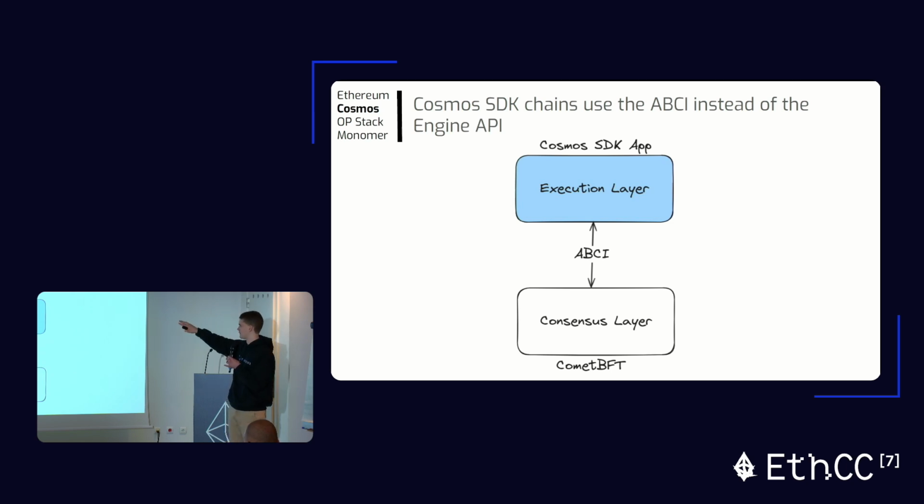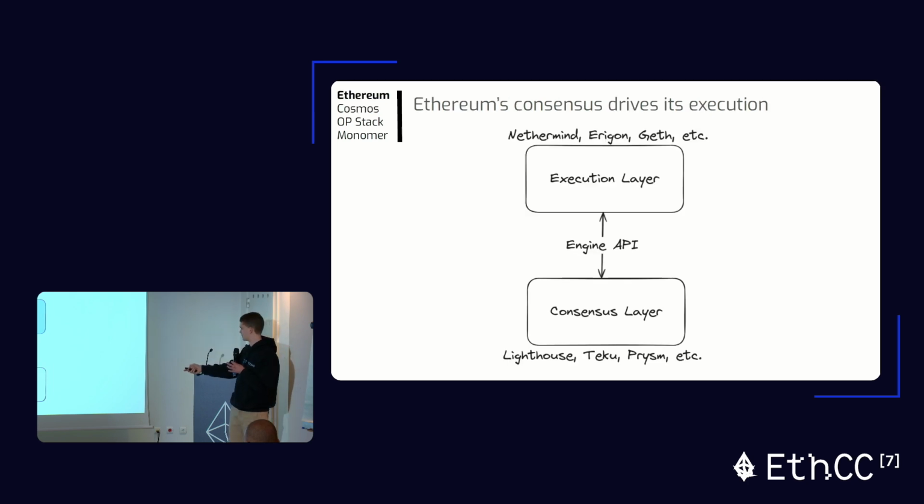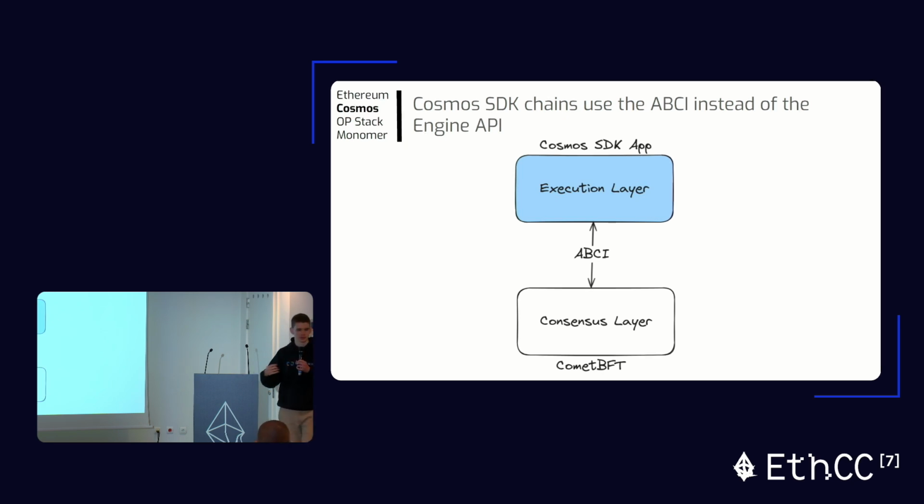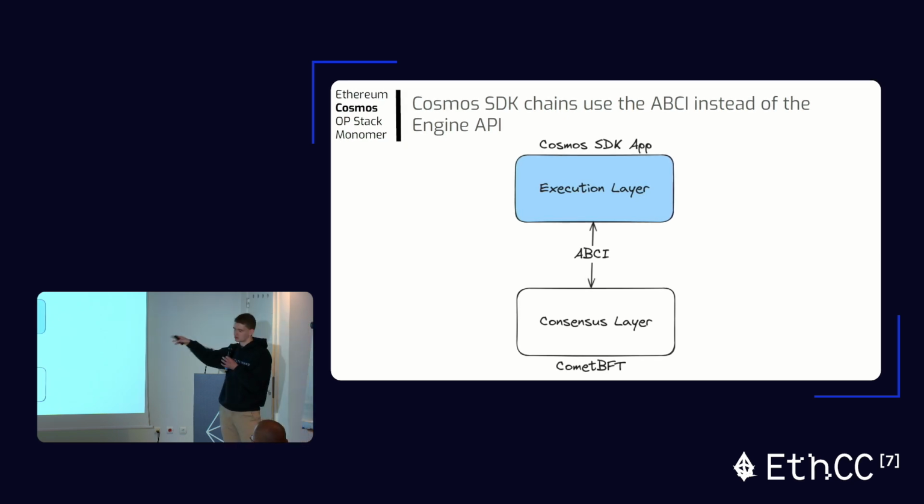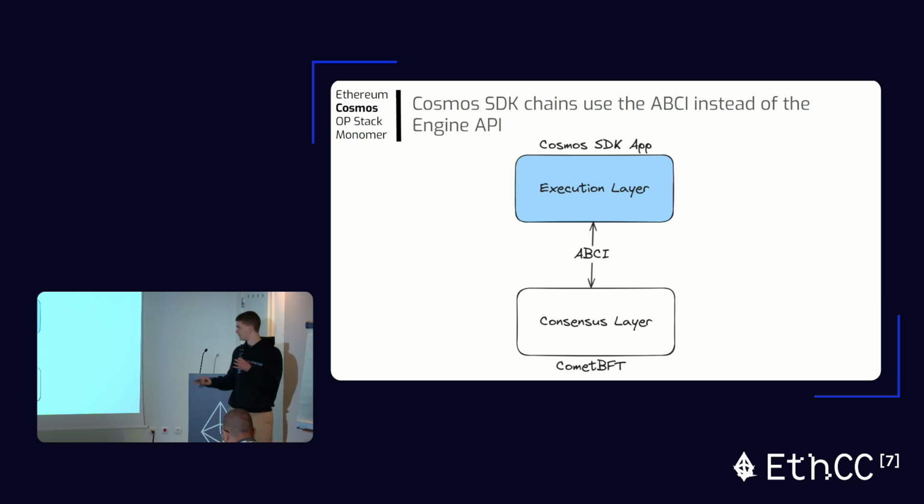So in Ethereum, there are multiple implementations of the execution layer and multiple implementations of the consensus layer. In Cosmos, just the way things have developed, your application is usually developed using the Golang Cosmos SDK, and the consensus layer is CometBFT, which is an implementation of Tendermint. In blue, we have the Cosmos SDK app, and then below we see CometBFT. But they perform similar functions to the execution and consensus layers in Ethereum.